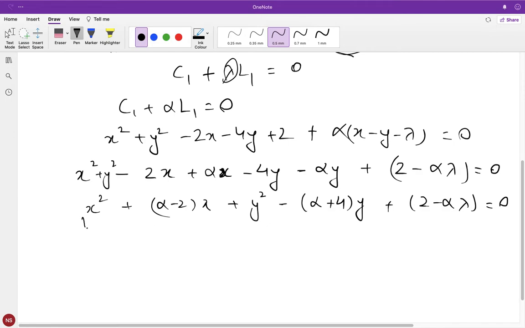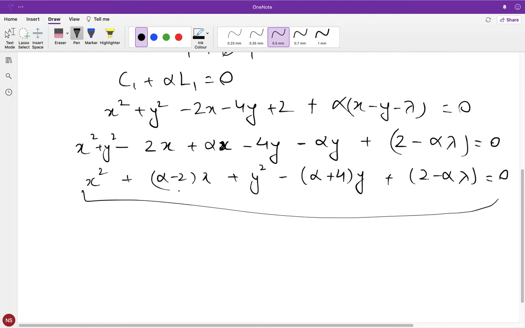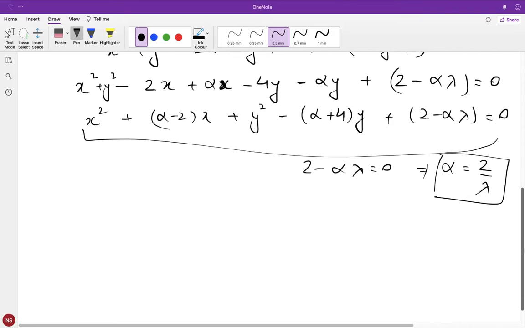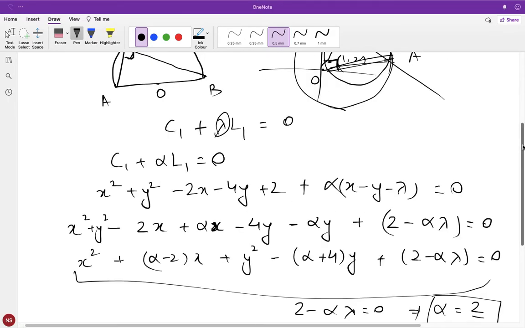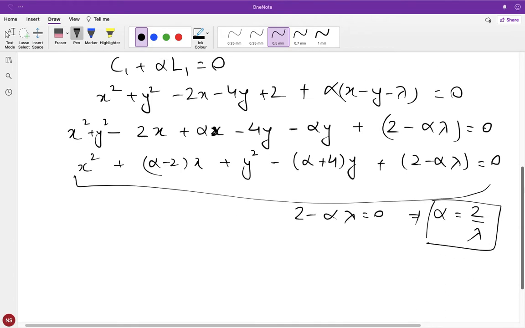So this is the equation of the circle, and we know that this circle passes through the origin. So put x equals 0 and y equals 0. What do you get? 2 minus alpha lambda is equal to 0. So alpha is equal to 2 by lambda. First thing first, alpha equal to 2 by lambda. So I think I have made a mistake here.